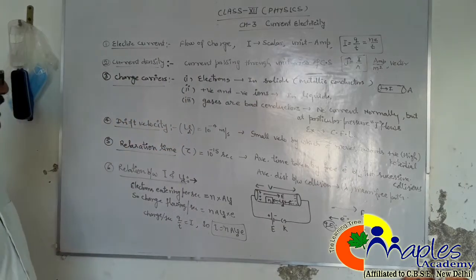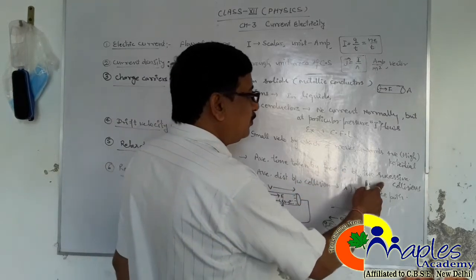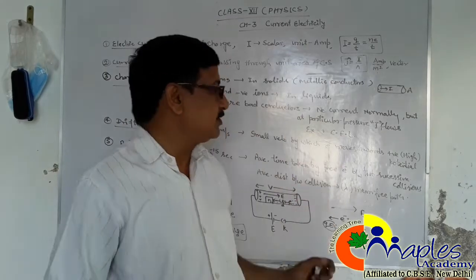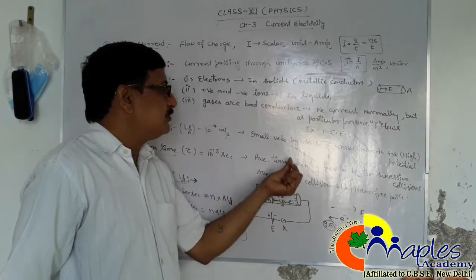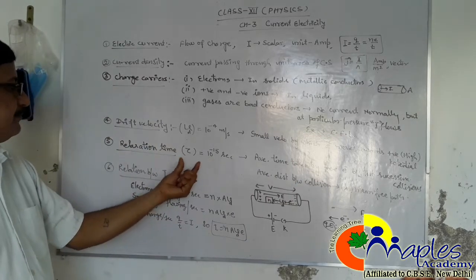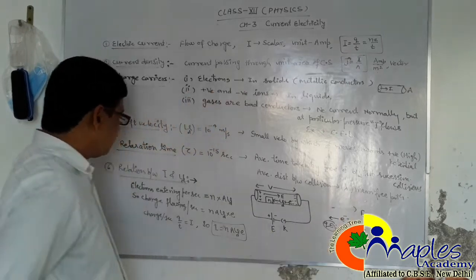And what is relaxation time, tau? It is denoted by tau. It is the average time taken by a free electron between two collisions. When an electron moves through a conductor, it collides again and again with atoms. So from one collision to another collision, the average time is called relaxation time. And the average distance between two collisions is the mean free path.